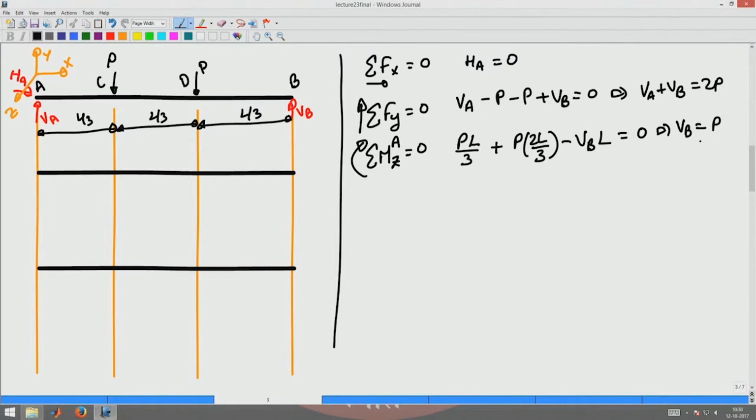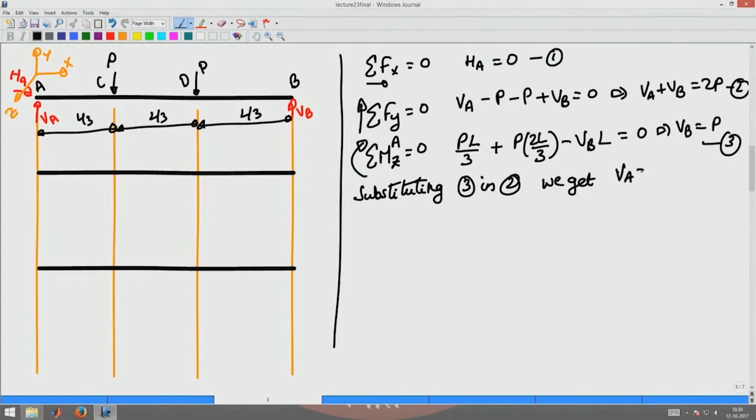Now, substitute VB equal to P in the second equation. Say this is equation 1, this is equation 2, and this is equation 3. Substituting 3 in 2, we get VA also to be equal to P.